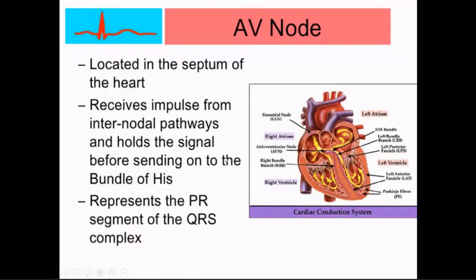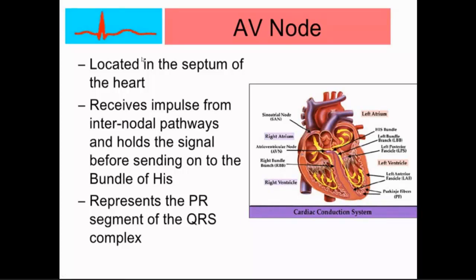The AV node is located at the higher septum of the heart, the interventricular septum. It receives impulses from the internodal pathways that come from the SA node and holds the signal for milliseconds before sending it downward into the bundle of His. This is the bundle of His. It represents the PR interval of the QRS complexes. When the PR interval is within the normal range, this is normal AV node function.